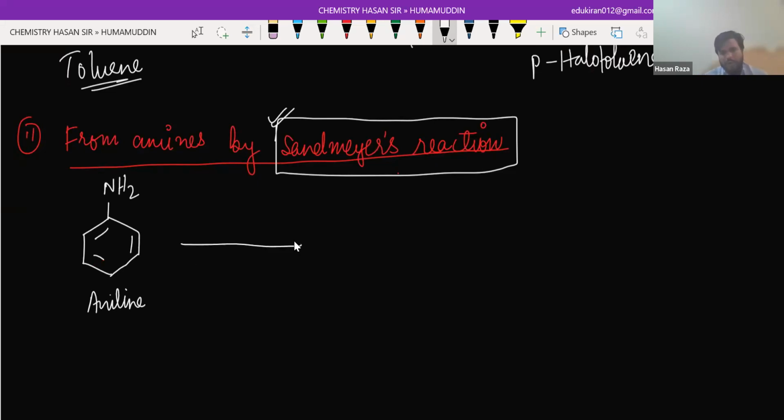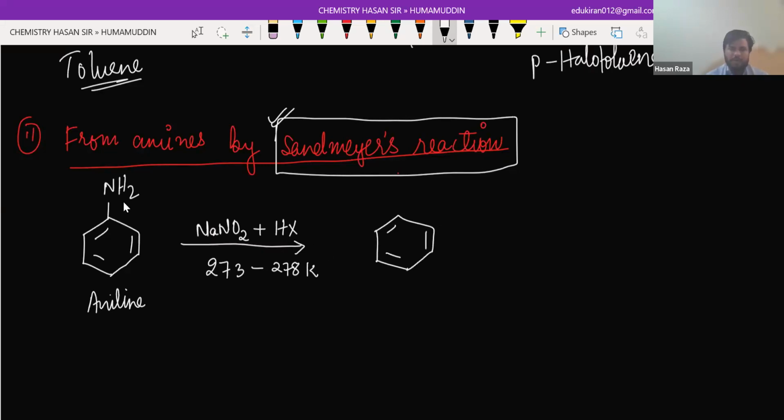First of all, we are going to treat this with nitrous acid, that means sodium nitrite and HX. When they react, they produce nitrous acid. The temperature when you are carrying this reaction should be low, 273 to 278 Kelvin, that means 0 degree to 5 degree centigrade. Then there will be generation of diazonium salt. You can see NH2 will be converted into N2 plus and X minus. This is benzene diazonium halide.